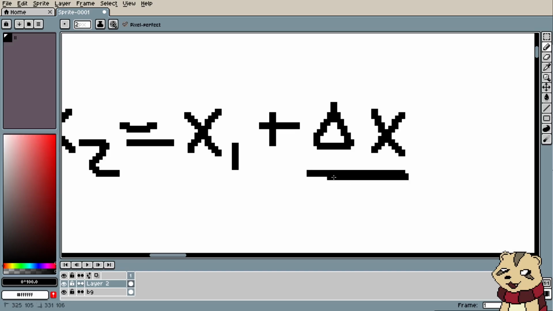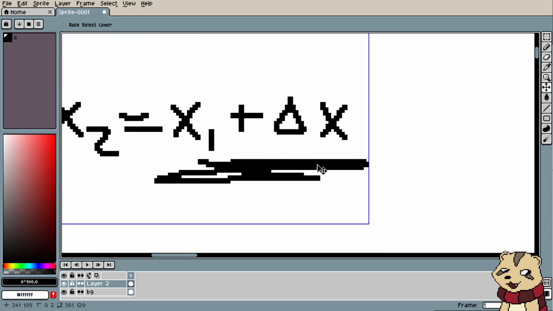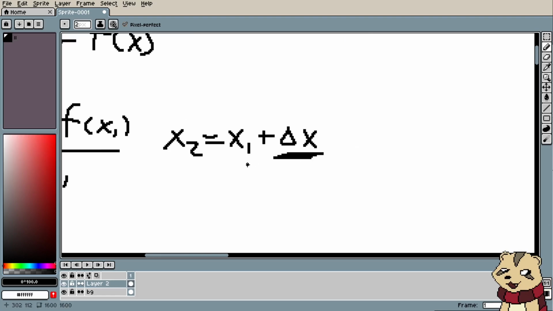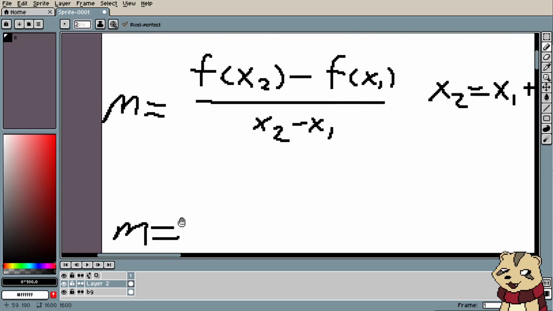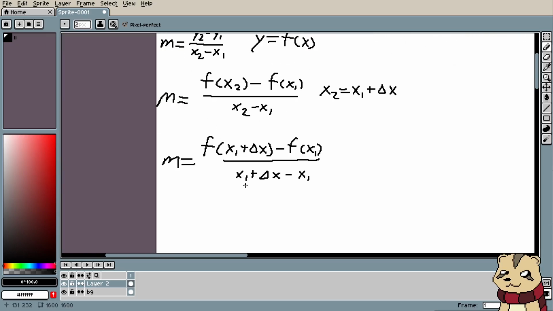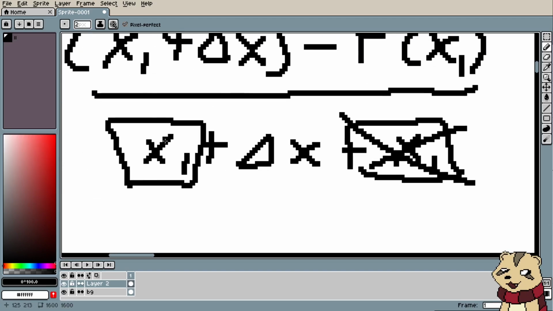And for the sake of convention, I'm going to call it delta x. This was our d variable when I showed you the graph, but this is just standard notation. So you can call this delta x. So I'm going to make x2 equal to that. And we're going to see what happens to this m equation. So these two variables, plus or minus, they cancel out.